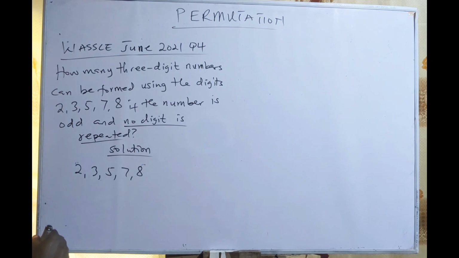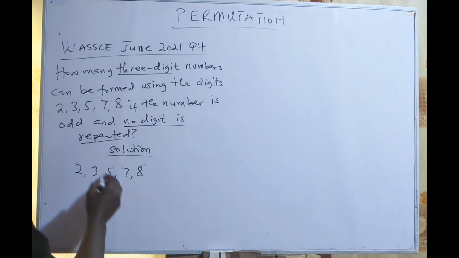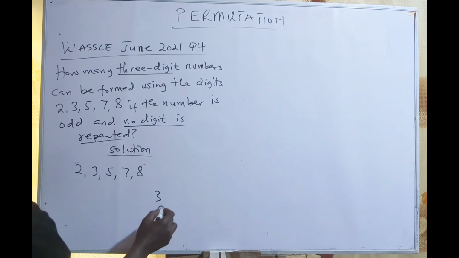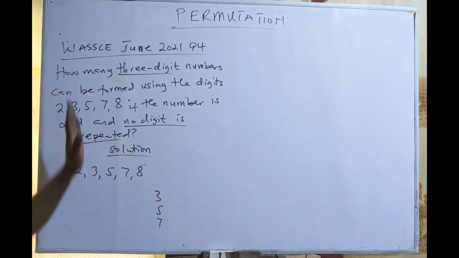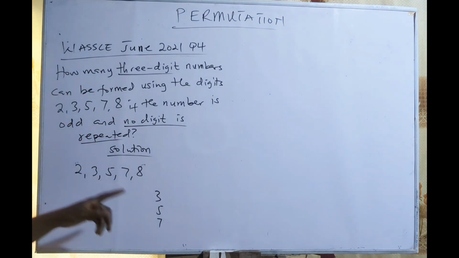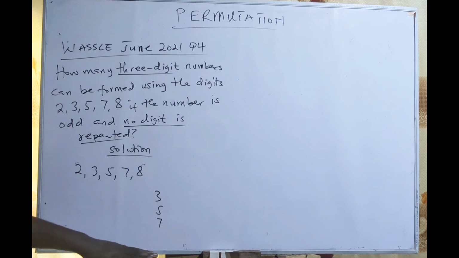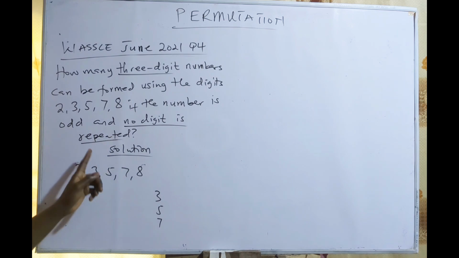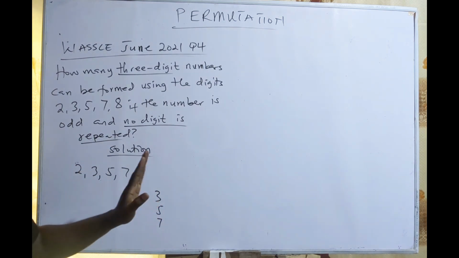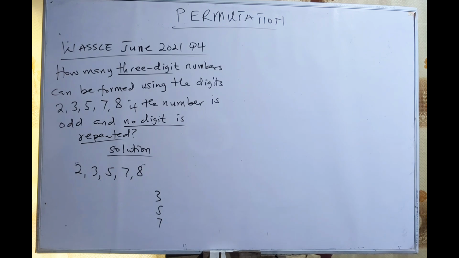So if the number should be odd, and we have a 3-digit number, it means the last digit will determine whether the number is odd or even. So the last digit can be 3, 5, or 7. Since it is without repetition, we are not going to put the number back again. In this type of question, where the number should be odd and without repetition, we have to start from the last digit, then move on towards the middle digit and then the first digit, so that we can get our answer.